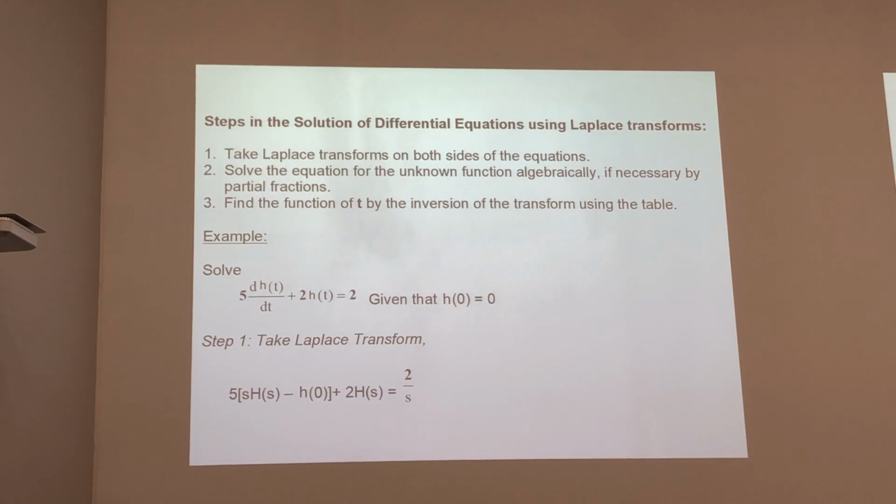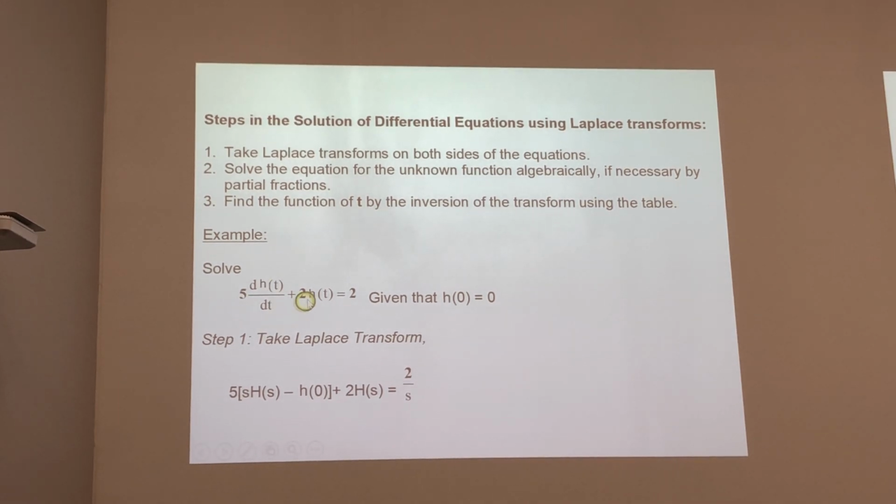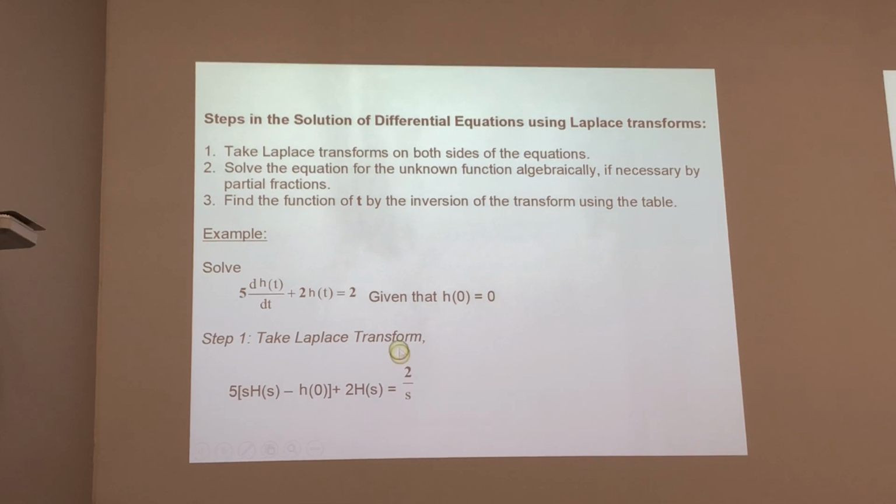Remember we tried this example: 5 dh/dt plus 2h equals 2. In order to solve it, first we Laplace it. The dh/dt, if you refer to the table, is sH minus h0, where the functions after Laplace become capital letters. And 2 is the unit function, so after it's transformed, it becomes 2 over s. So you convert a differential equation into a normal algebra equation by the Laplace transform.